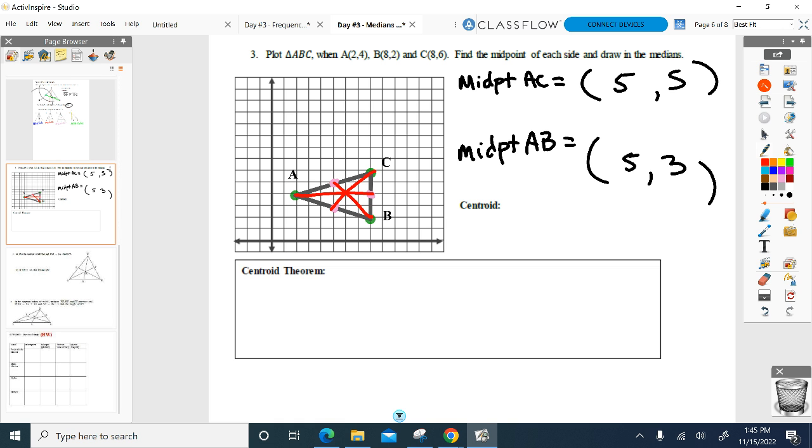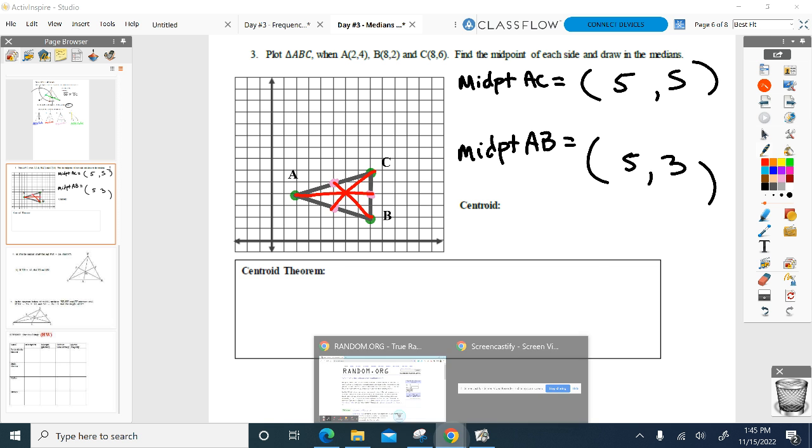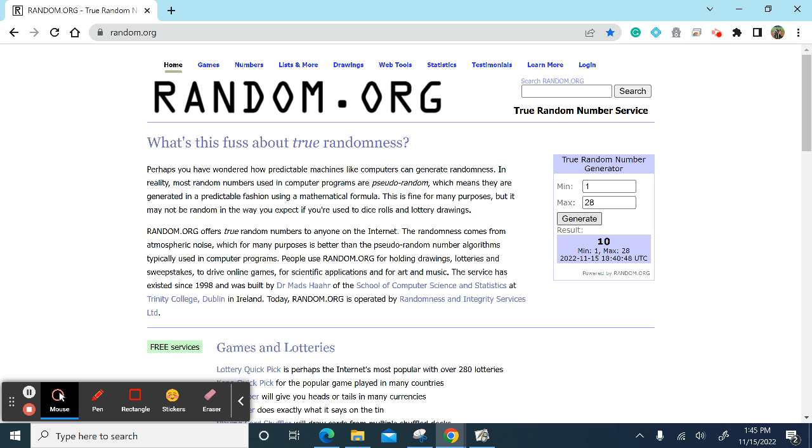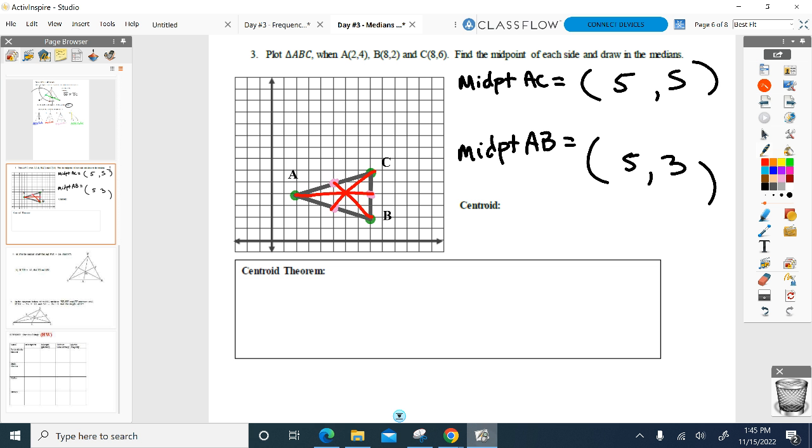This is day 4. Use some vocabulary when I ask you this question, please. What do you notice about the medians in a triangle? What can you tell me about the medians in a triangle using some vocabulary term? What do you notice about the medians in this diagram? They're concurrent. They are concurrent.